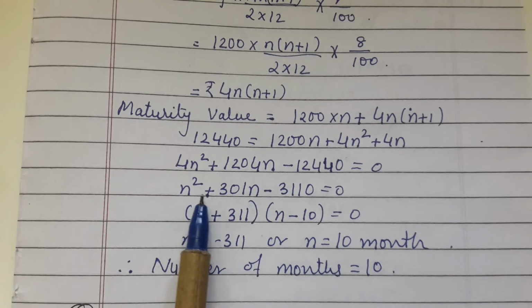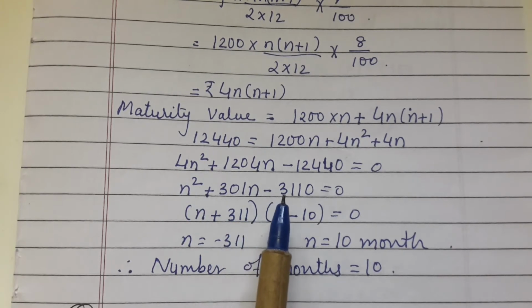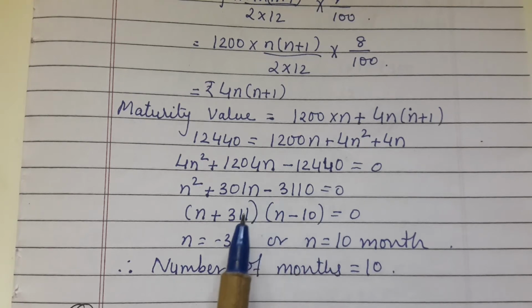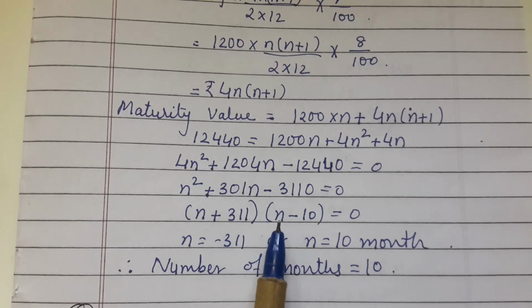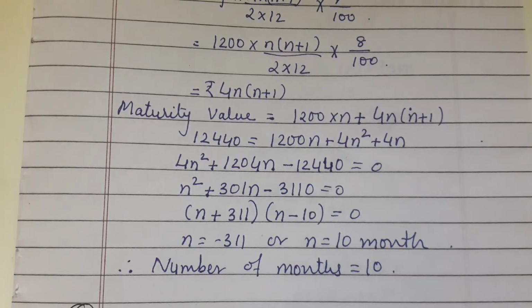All the numbers are divisible by 4. Therefore, n square plus 301n minus 3110 is equal to 0. When you solve this quadratic equation, (n plus 311) into (n minus 10) equals 0. n equals minus 311 or n equals 10. Therefore, the positive number n equals 10 we will take. Therefore, the number of months is equal to 10.